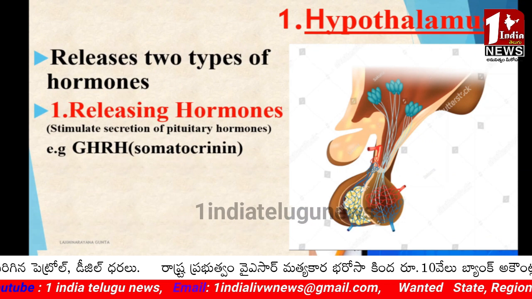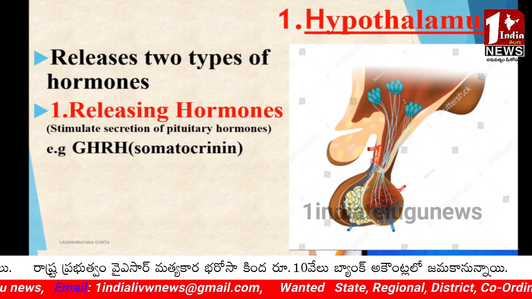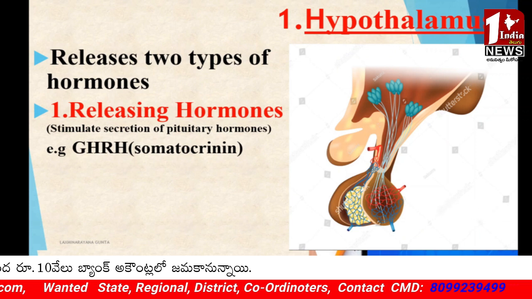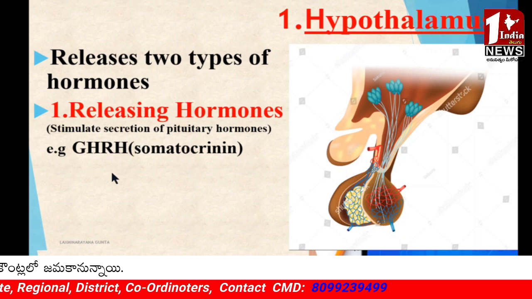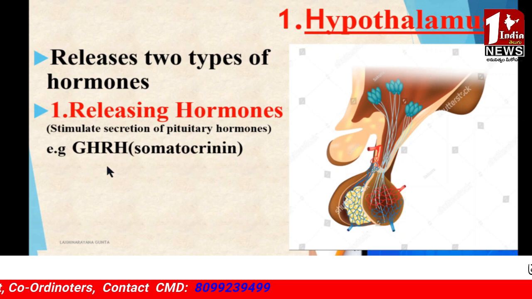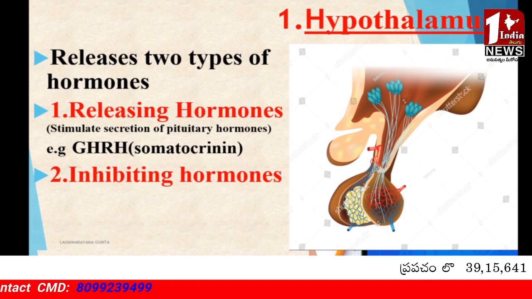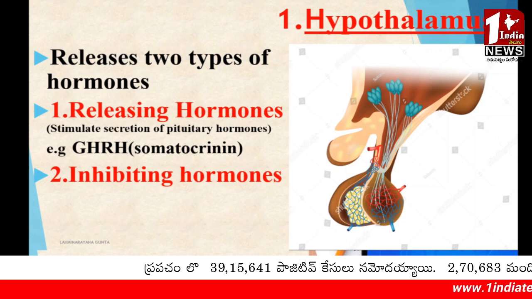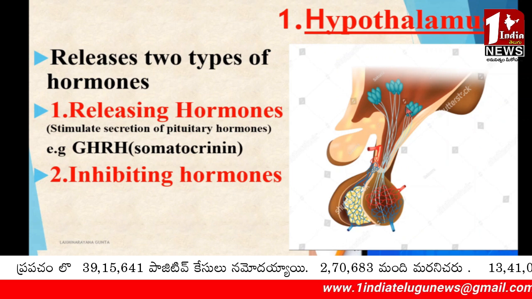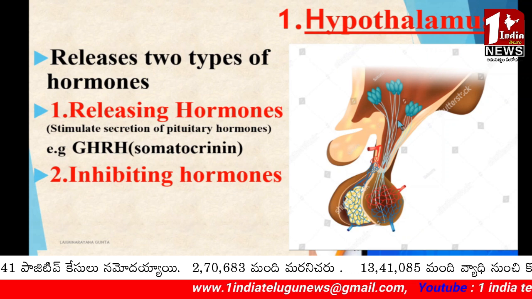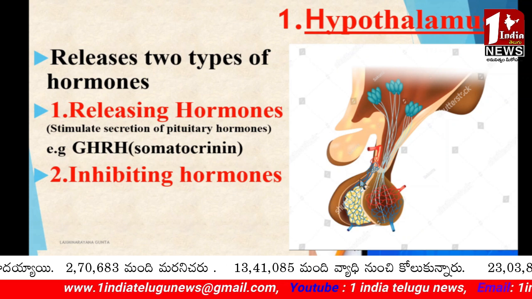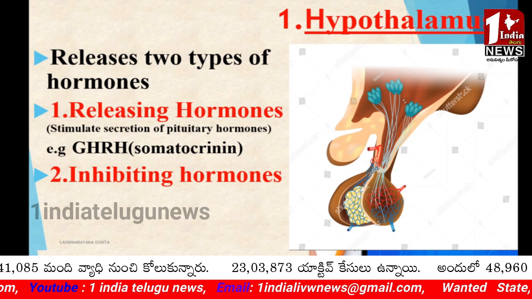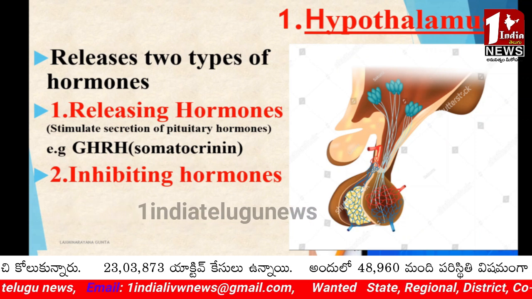It releases two types of hormones. The first type are releasing hormones. These releasing hormones stimulate the secretion of pituitary hormones. An example is given: GHRH means growth hormone releasing hormone. It is also called somatocrinin, which is responsible for the release of growth hormone from the pituitary. If this GHRH is released from the hypothalamus, it acts on the anterior pituitary, and thereby the anterior pituitary releases growth hormone.